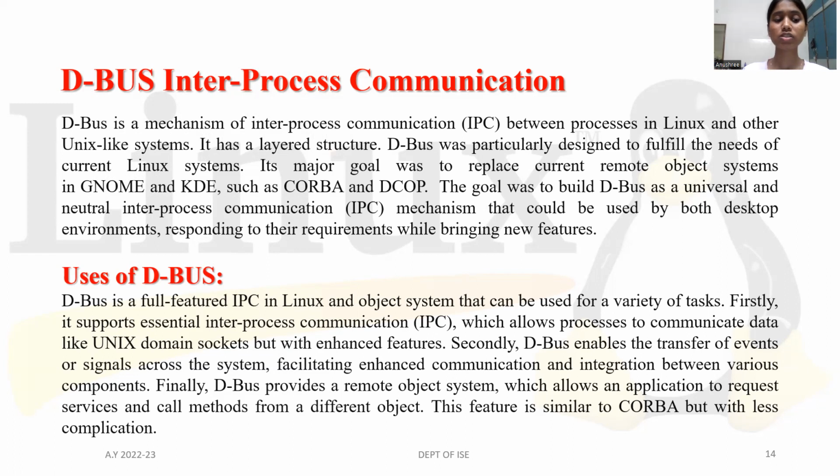Use of Dbus. Dbus is a full-featured IPC and object system in Linux that can be used for a variety of tasks. Firstly, it supports essential IPC, which allows processes to communicate data like Unix domain sockets with enhanced features. Secondly, Dbus enables the transfer of events or signals across the system, facilitating enhanced communication and integration between the various components. Finally, Dbus provides a remote object system which allows an application to request services and call methods from a different object. This feature is similar to Corba but with less complication.